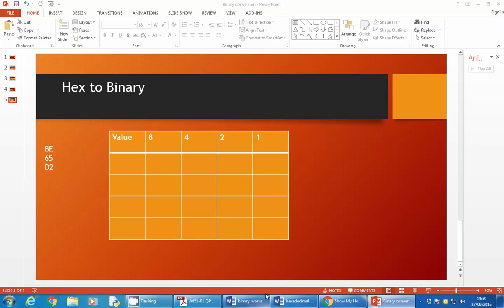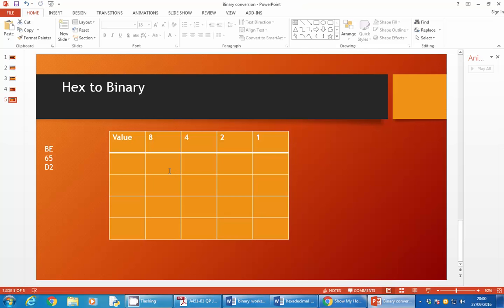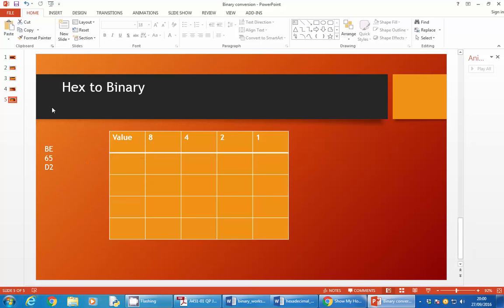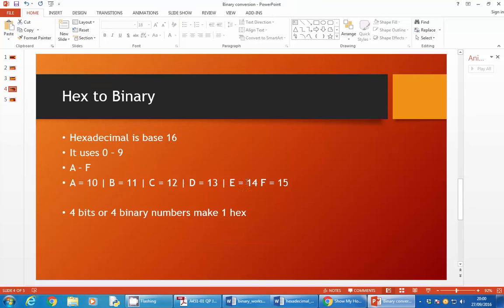Now on this sheet here, you've got things like BE, 65, or F. So let's do BE. So B is going to represent 11 because we've said B is 11. So we've got to make 11 using the following coins or numbers. So we need an 8, we need a 2 and a 1, and we're not going to use a 4. So if we add all of them up, that should give us 11. 8 plus 2 is 10, plus 1 is 11. So E is, if we have a look at our table, E is 14.